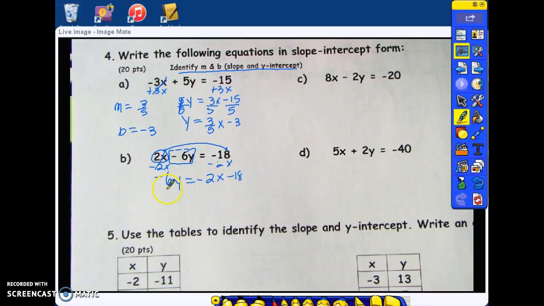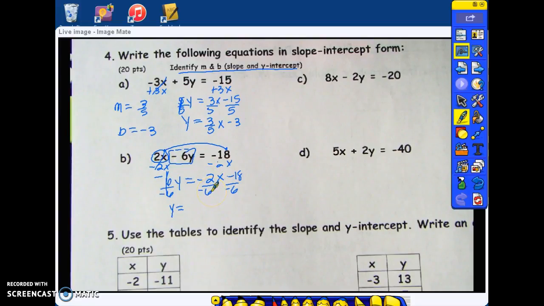I have -6 times y. I want to get rid of -6 so that y is by itself. I do the inverse operation. Divide by -6 for every number in the equation. Negative 6 divided by negative 6 is 1. That leaves me with y.